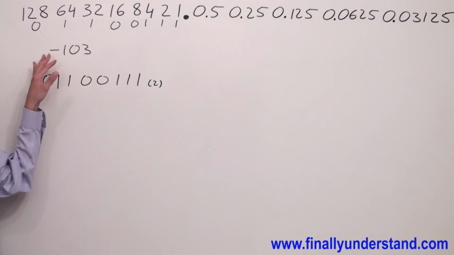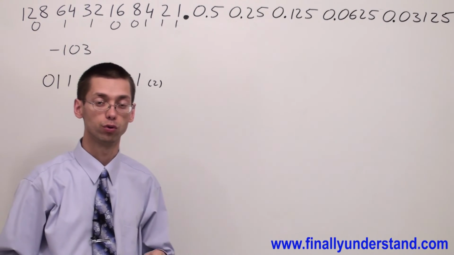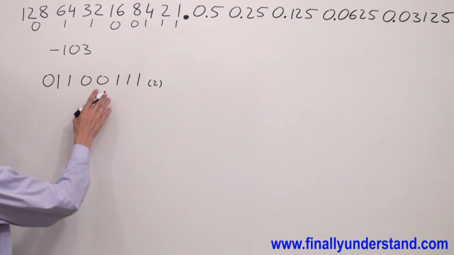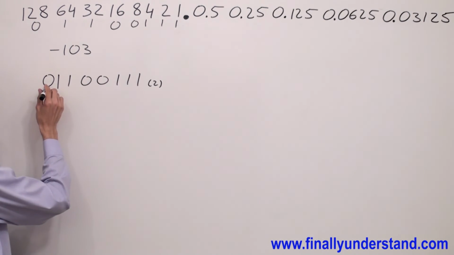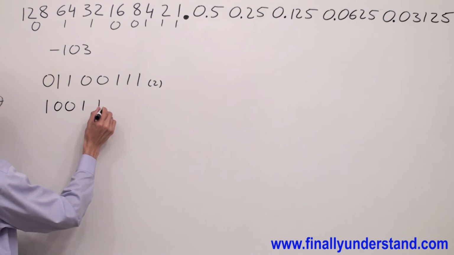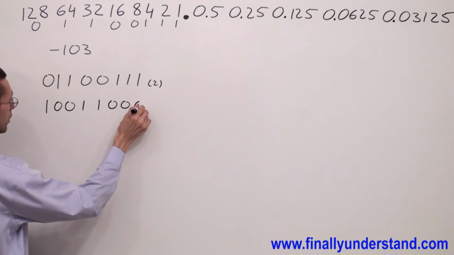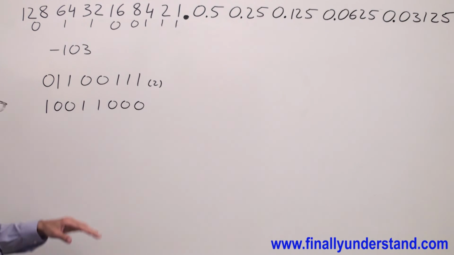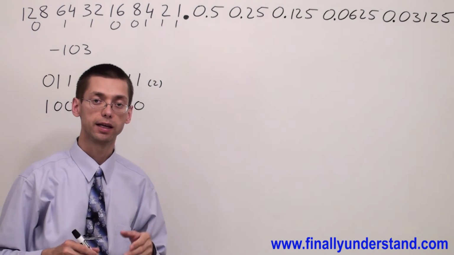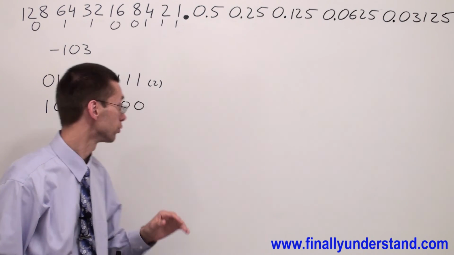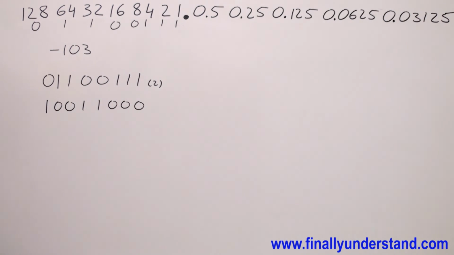Next, because I have a negative sign, I'm supposed to complement every single bit of my number. So I'm supposed to convert 0s to 1s and 1s to zeros. So this number is representing negative 103 in 1's complement form. So this is the solution to my problem.